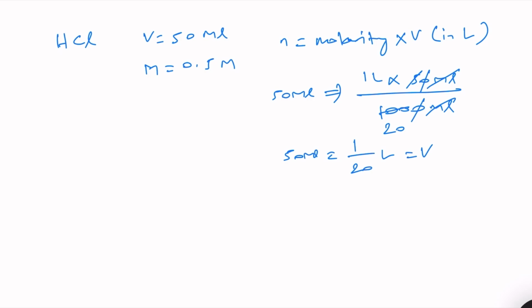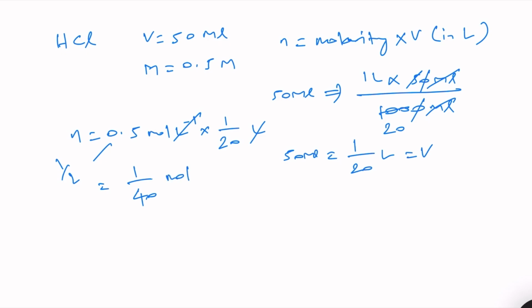Now, n is equal to 0.5 mole per liter times 1 by 20 liter. Liter per liter cancel. So, this is basically 1 by 40 because we have 1 by 2 here. So, 1 by 40 moles, and therefore, n is equal to 1 by 40, which is 0.025 moles. So, that is what we found for HCl.